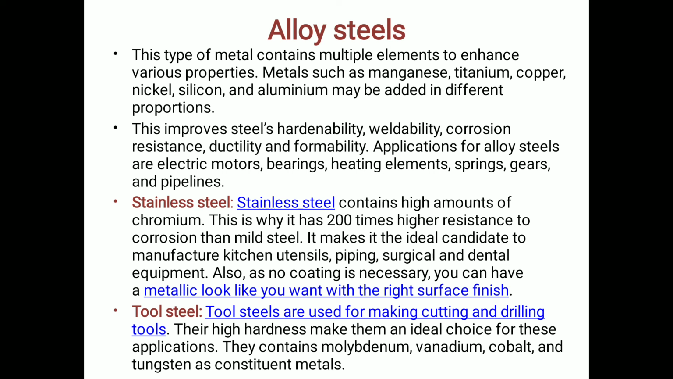Finally, tool steel. Tool steel is used for making cutting and drilling tools. Their higher hardness makes them an ideal choice for those applications. They contain molybdenum, vanadium, cobalt and tungsten as constituent metals.